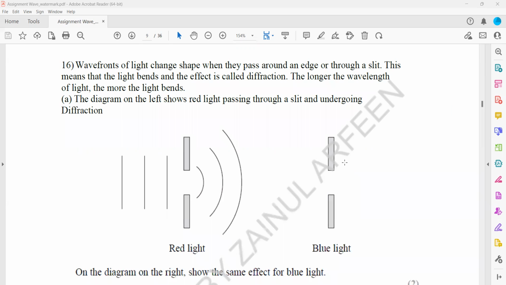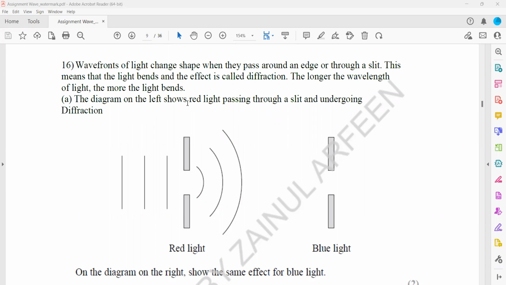In question 16, the wavefront of a light changes shape when it passes around the edge or through a slit. This means the light bends, and the effect is called diffraction. Longer wavelengths of light diffract more than shorter wavelengths. As we discussed, when the wavelength is comparable with the gap size, it will have maximum diffraction.